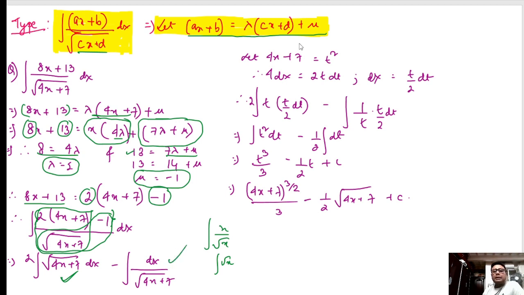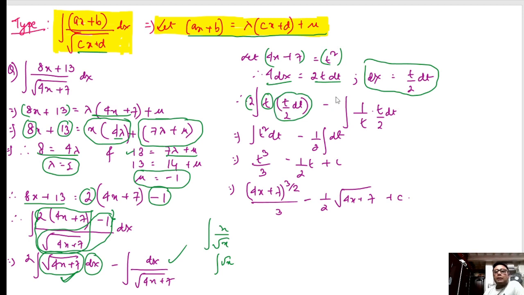Clear? Now let us take 4x plus 7 as t square. So 4x will be 4dx and t square will be 2t dt. So dx will be this. So now putting, root 4x plus 7 becomes t, and dx becomes t by 2 dt.